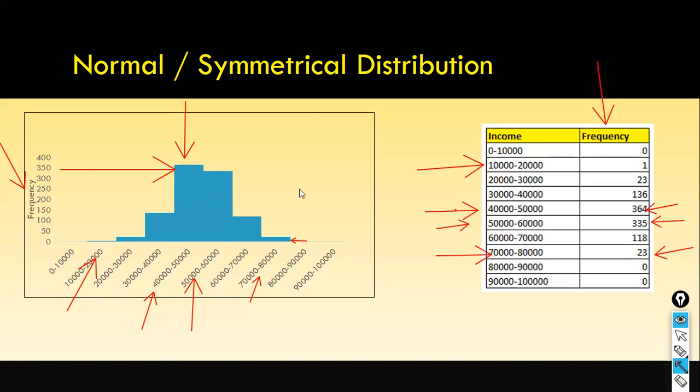So why do we need to use a histogram? Using a histogram, you can find out the distribution pattern for your variable. In this case, income is plotted on the x-axis, and you want to see the distribution pattern of the income. In this case, it is a normal distribution, so the income is normally distributed.